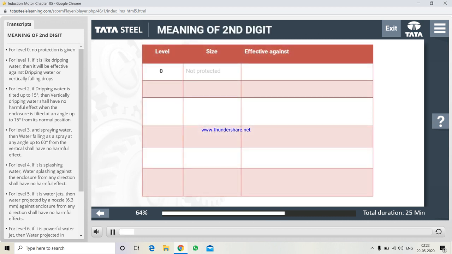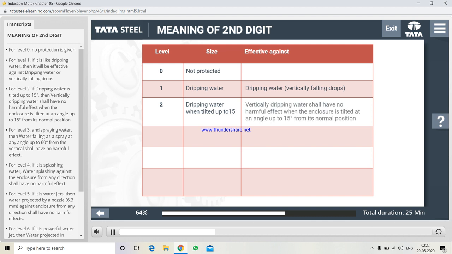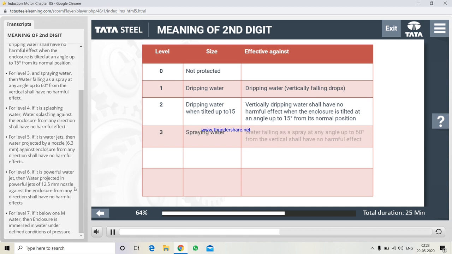For level 0, no protection is given. For level 1, if it is like dripping water, then it will be effective against dripping water or vertically falling drops. For level 2, if dripping water is tilted up to 15 degrees, then vertically dripping water shall have no harmful effect when the enclosure is tilted at an angle up to 15 degrees from its normal position. For level 3, spraying water, then water falling as a spray at any angle up to 60 degrees from the vertical shall have no harmful effect.